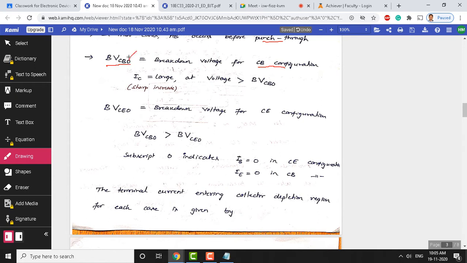So, this O indicates it is applicable for the emitter. The emitter is kept open, that means emitter current is made 0. Under these conditions we are going to measure this breakdown voltage. So, the breakdown voltage for the BJT is given by B times VCBO. VCBO is the voltage between collector and base when the emitter is kept open. Once the applied reverse voltage crosses this VCBO, there is a sharp increase in the collector current.